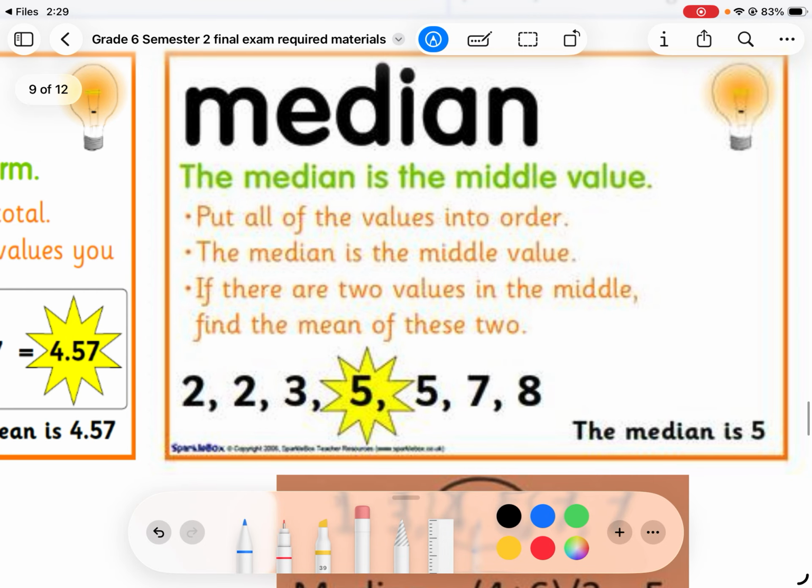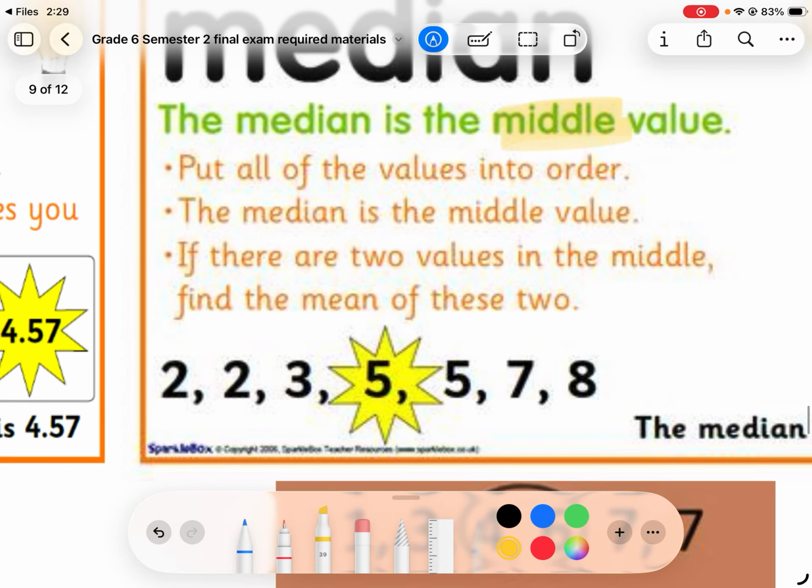It means the average. Now the median, it means the middle value. The median means the middle value. How do you find the median? How do you find that middle value? Step number 1, it's really important: you must do it before you find the median, which is ordering your data from least to greatest.